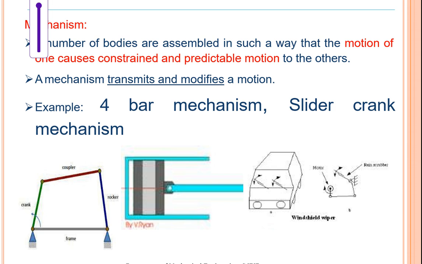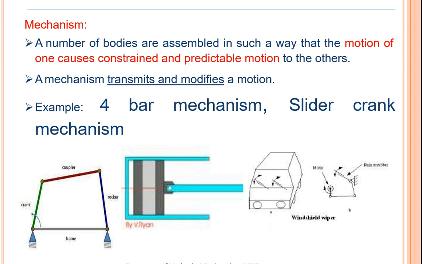So further we'll see what a mechanism is. A mechanism is nothing but a constrained and predictable motion. So here in the mechanism, what we expect is that if we apply force at one end or utilize the energy at one end, it must be able to be used at the other end. By doing that, we are going to get the required output.